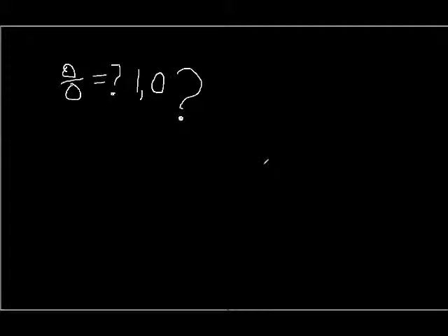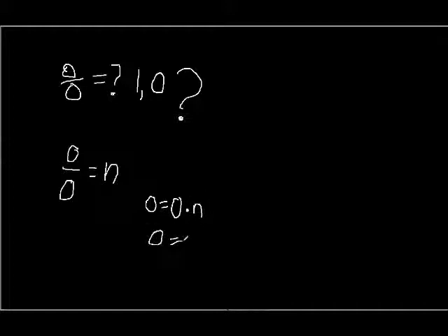Well, let's explore. Let's start with algebra. 0 divided by 0 equals some quantity n. We want to solve for n, because n is equal to what 0 divided by 0 is. Well, we can multiply both sides by 0, since we're not dividing by 0. So you have 0 equals 0 times n. Well, 0 times anything is still 0, so you get 0 equals 0.